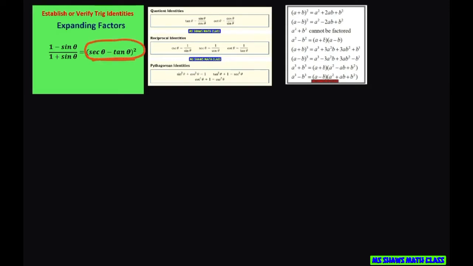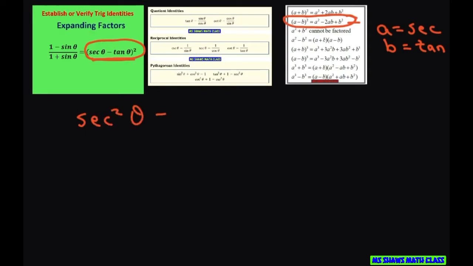And I'm going to go ahead and expand it. This is a perfect square trinomial right here, where my A is secant, and my B is tan. I'll do the thetas later. All right, so I'm going to expand this, and according to my formula, this is going to be secant squared of theta minus 2 secant tan theta plus tan squared theta.